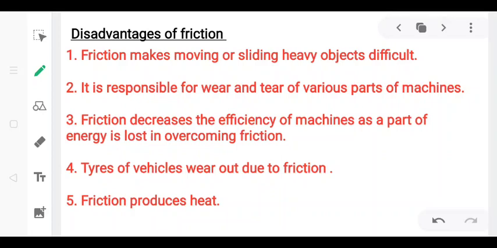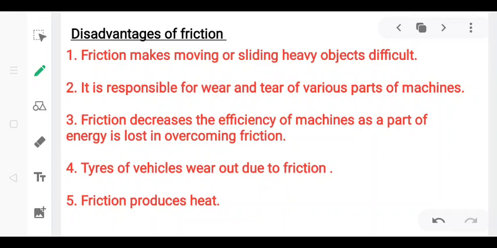Next is disadvantages. Friction makes moving or sliding heavy objects difficult. A lot of energy is utilized in overcoming friction. Next, it is responsible for wear and tear of various parts of machines. It also wears out materials like screws, ball bearings, or soles of shoes. Friction decreases the efficiency of machines as a part of energy is lost in overcoming friction. Next, tires of vehicles wear out due to friction.